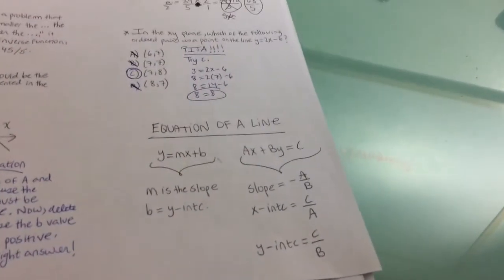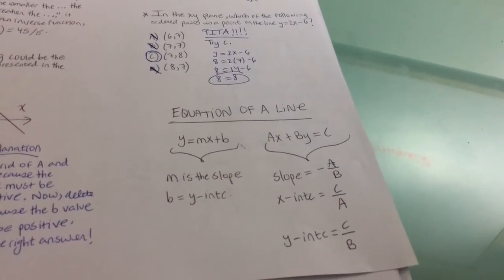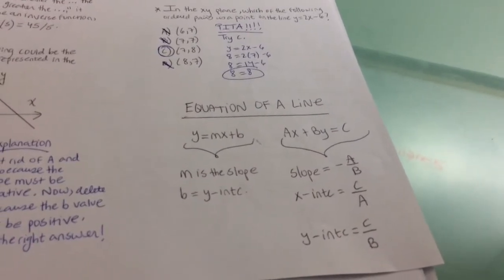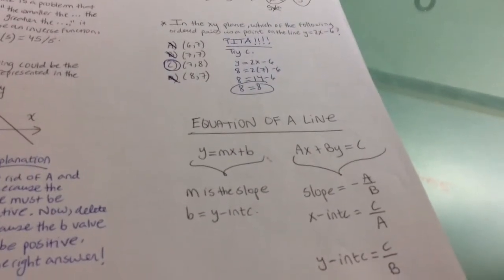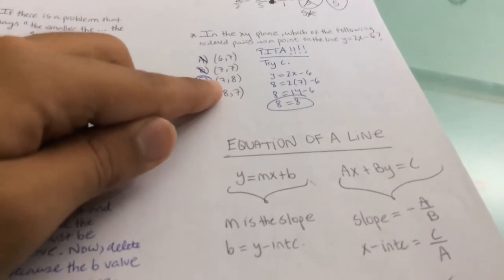Okay. Here we have, in the xy plane, which of the following ordered pairs is a point on the line y is equal to 2x minus 6? Okay, here you need to apply PITA, plugging in the answers. Try C. If you try C, you're going to see that the 7 here represents the x and the 8 the y.